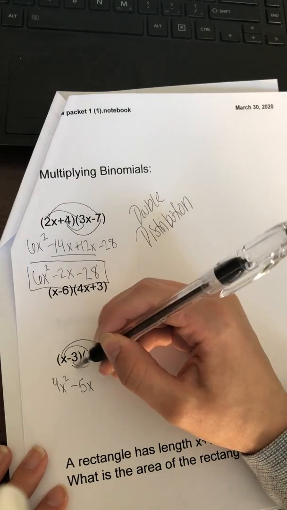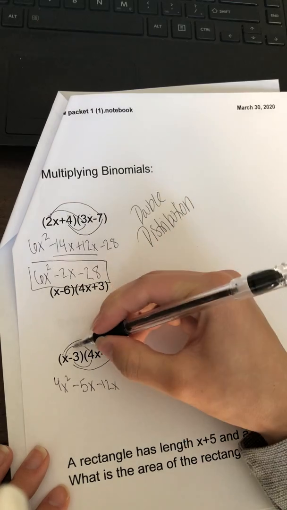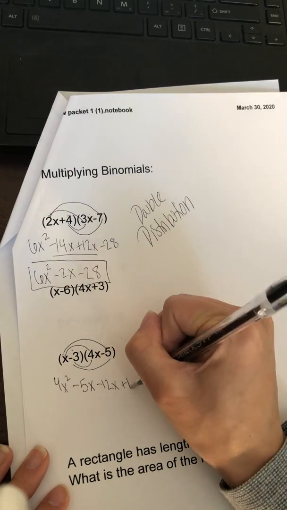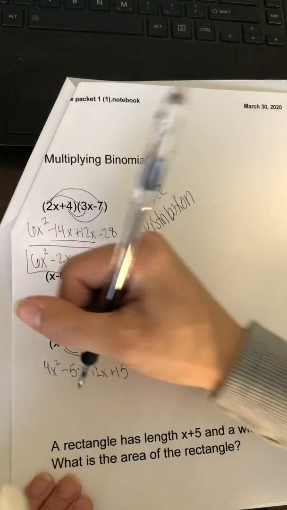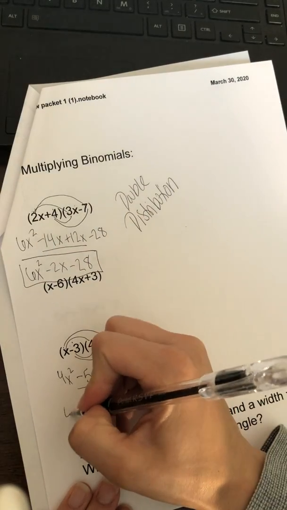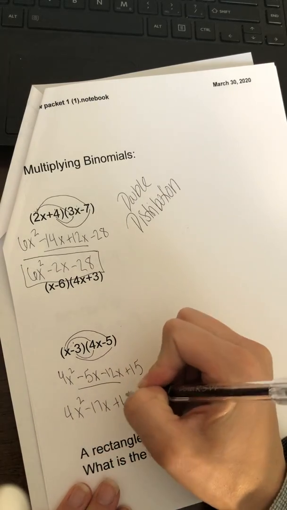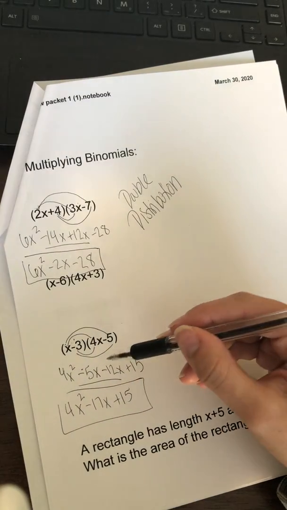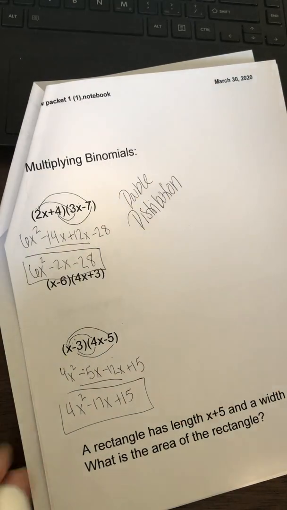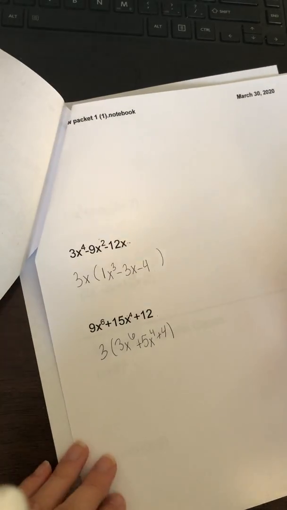Then I'm going to do the negative 3. Negative 3 times 4x is negative 12x, and negative 3 times negative 5 is positive 15. Now, putting my x's together, my final answer would be 4x squared minus 17x plus 15, just because negative 5x and negative 12x gives you negative 17x. So that's double distribution.